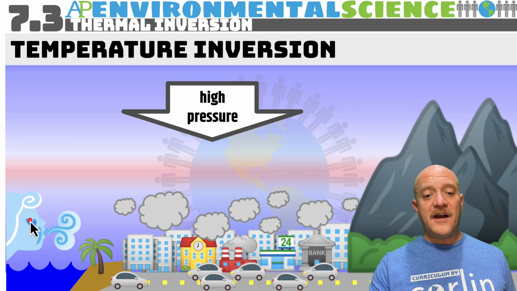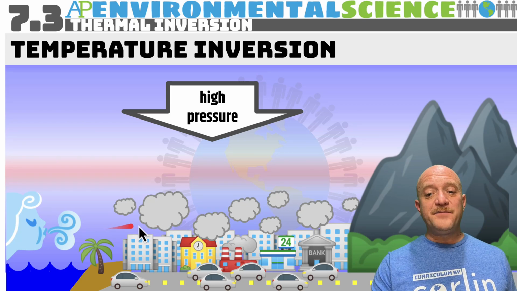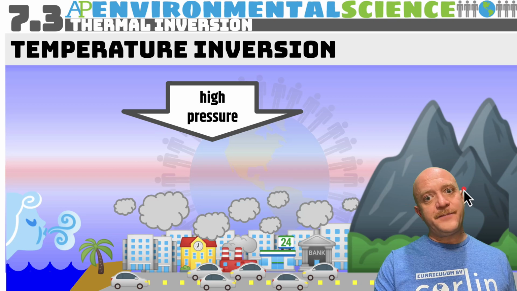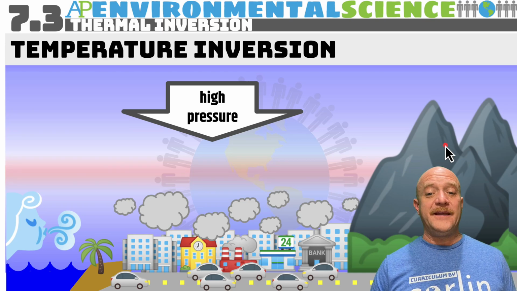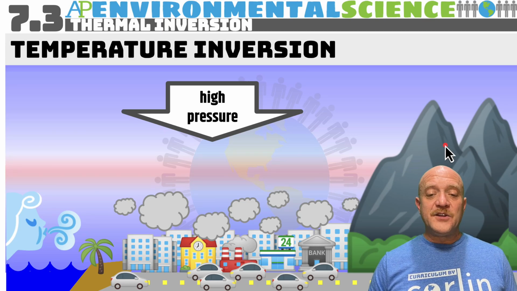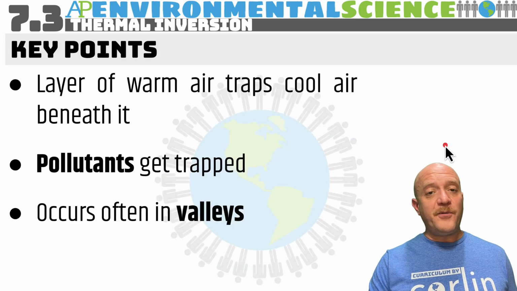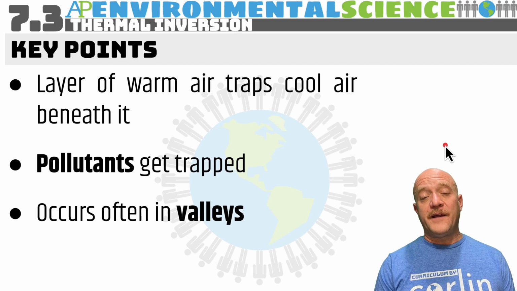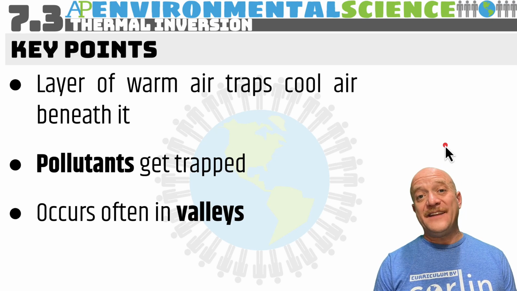Now, you have a predominant wind blowing off of the ocean, so you have an ocean breeze that is blowing these pollutants, and they should dissipate off and go higher up into the atmosphere. However, this mountain range is keeping it from dissipating. So this is what's happening in Los Angeles. Now, the key points to pay attention to are that the layer of warm air is trapping cool air beneath it. The pollutants are getting trapped, and it often occurs in valleys.